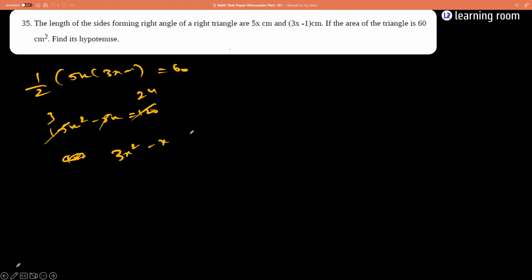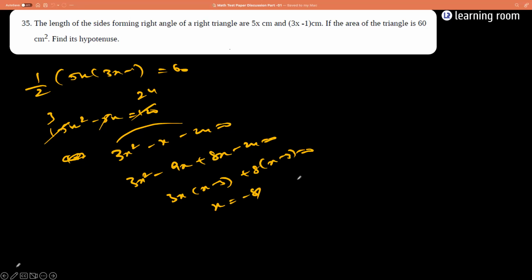You're getting 72. So 3x square minus 9x plus 8x minus 24 is 0. So 3x into x minus 3 plus 8 into x minus 3 is equal to 0. So x is equal to minus 8 by 3 or 3. Minus 8 by 3 is not possible because this can't be negative. So one of the sides is going to be 3, other side will be 3x minus 1, which is 8. So what will be the hypotenuse? Root of 9 plus 64, so root 73 should be the answer.